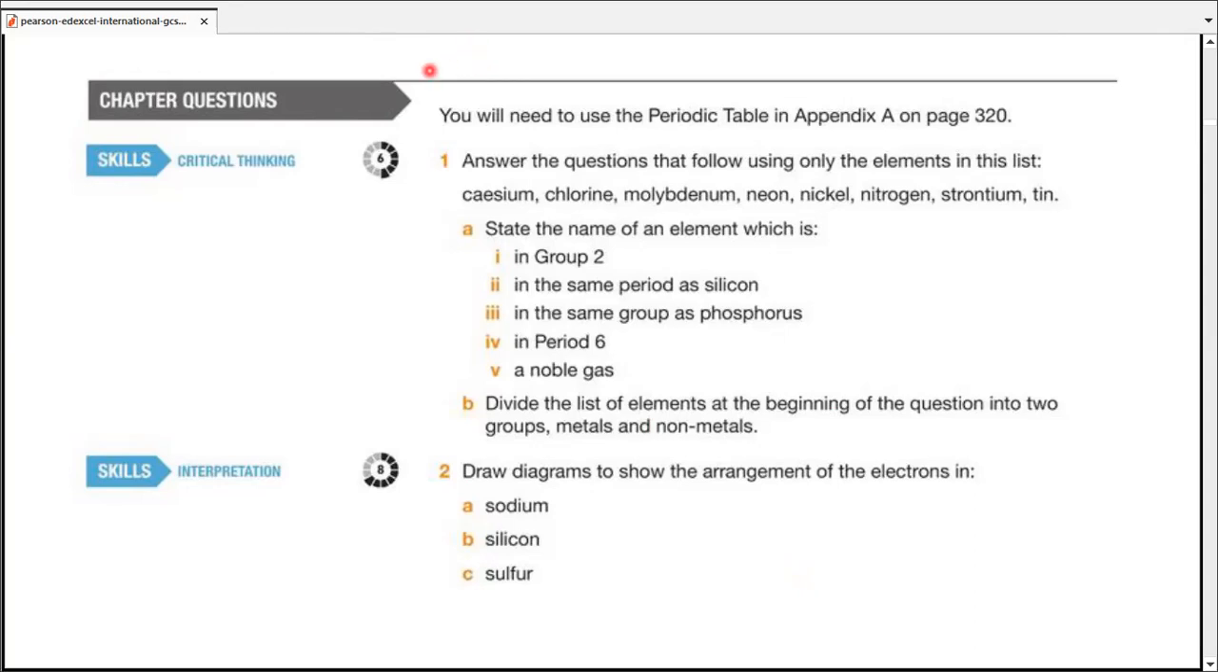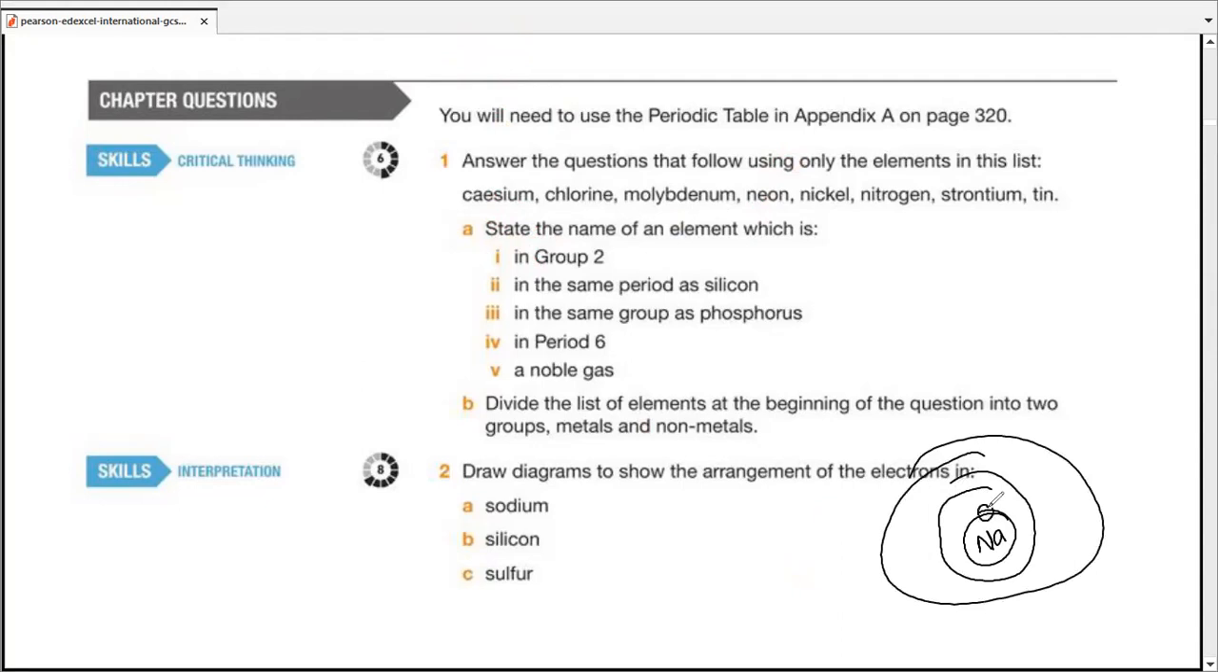Sodium. It's easy. So the first shell will have... Is it fine if I say and you can draw? Yeah, that's fine. So it has three shells. In the first shell, there are two electrons, and the second shell eight, and the third shell one.